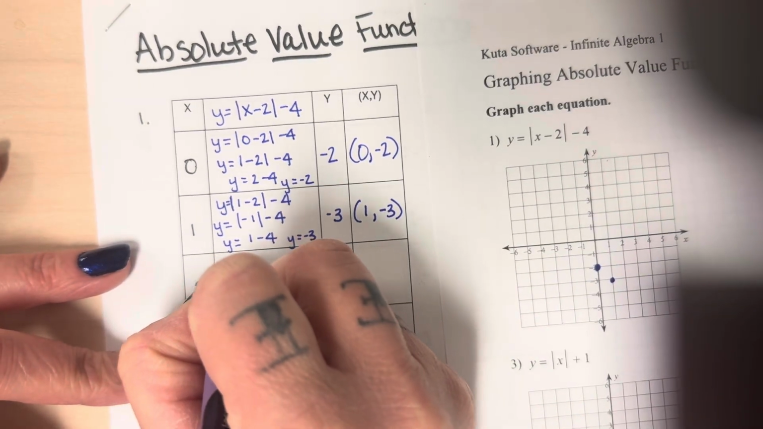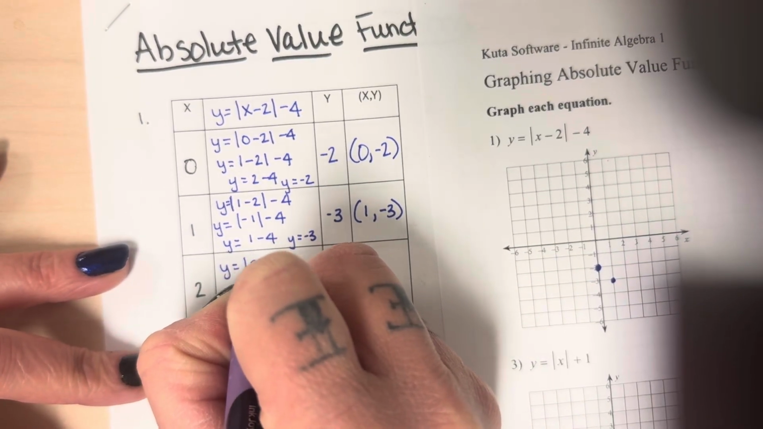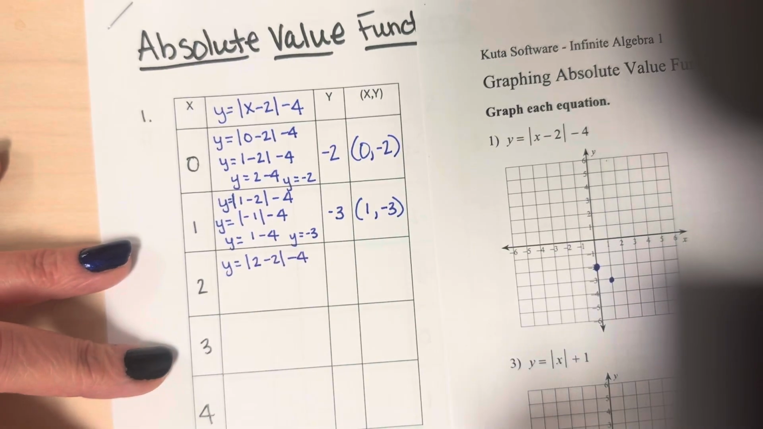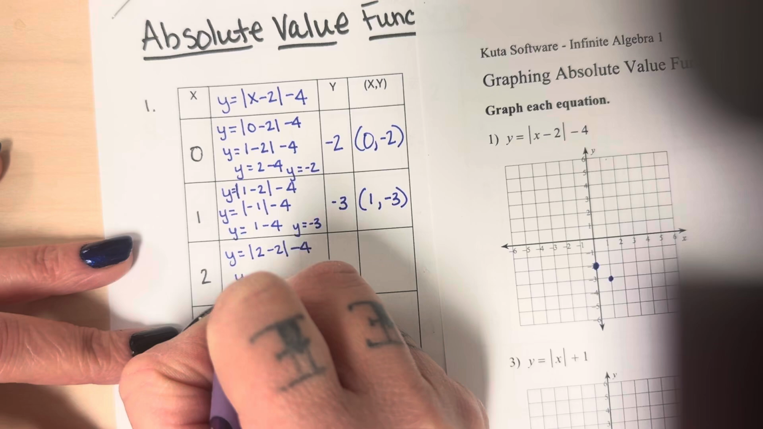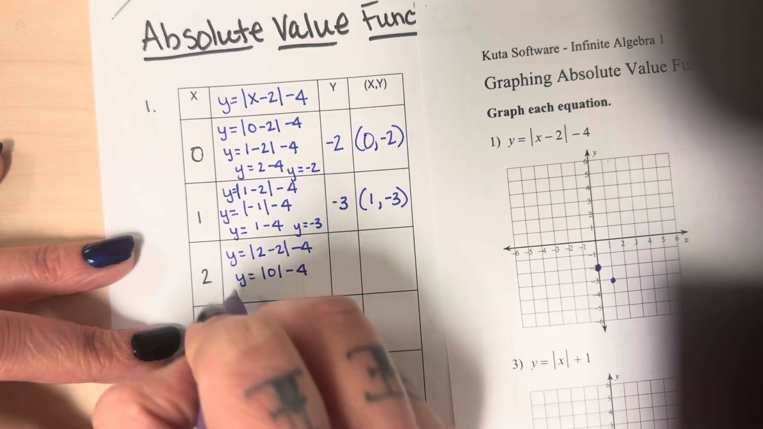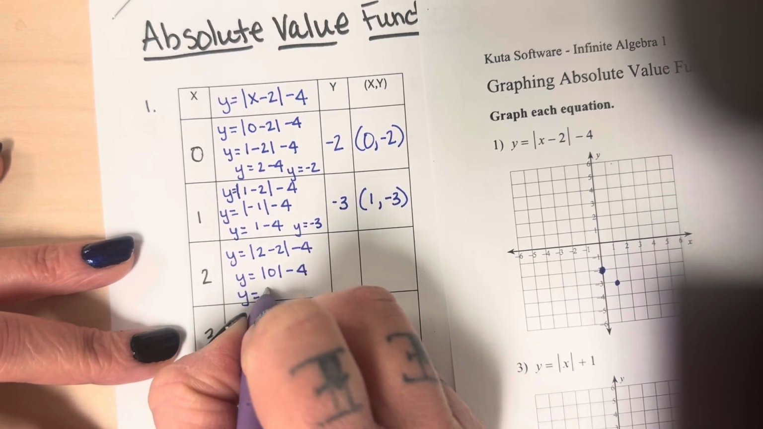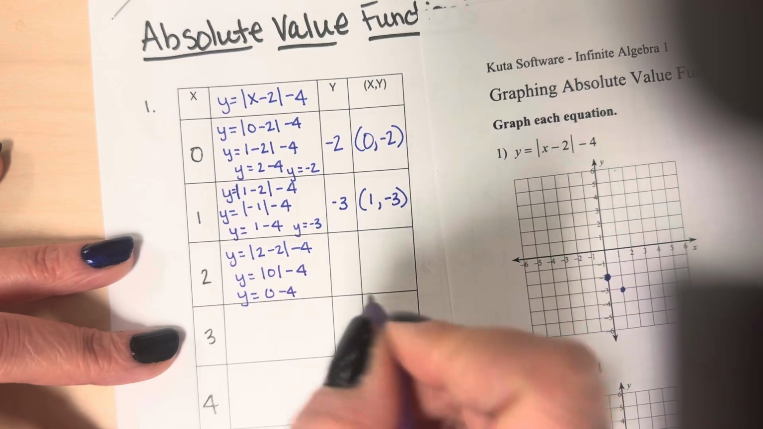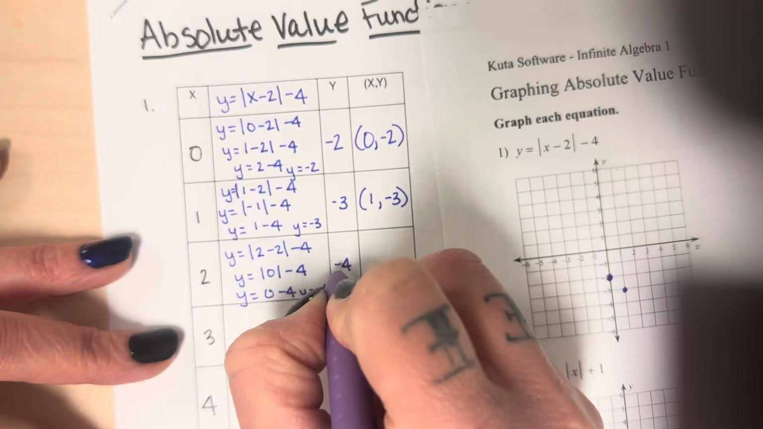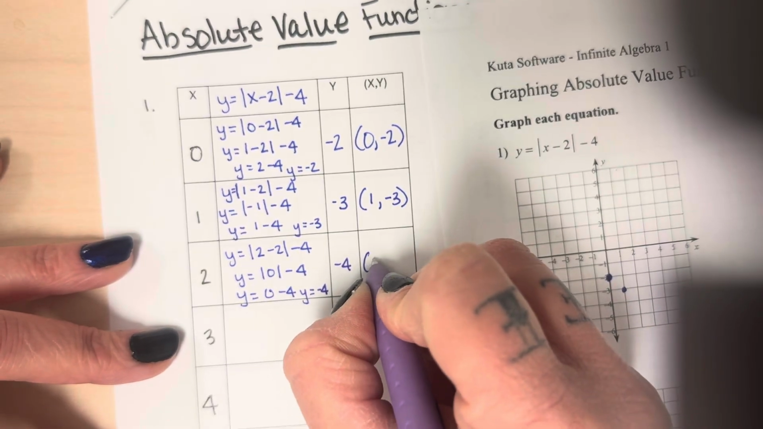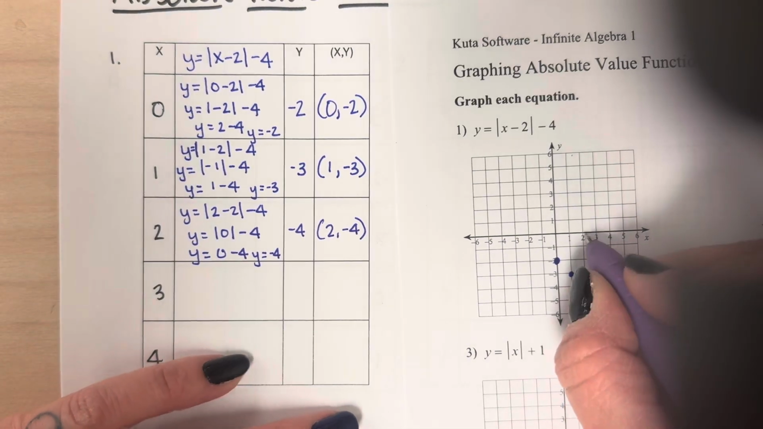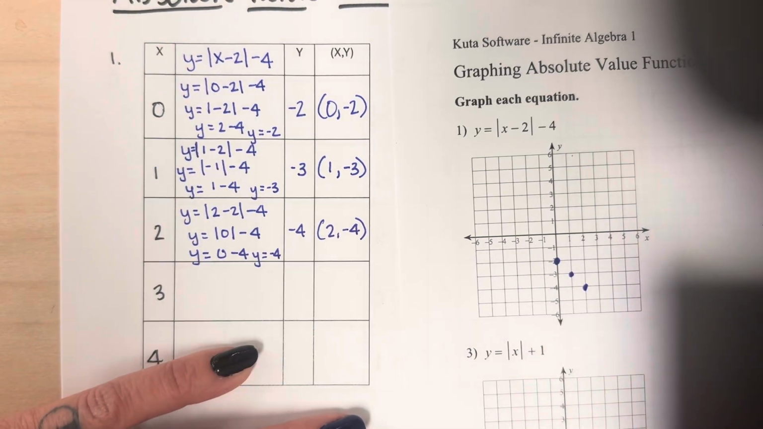If x is 2, y equals the absolute value of 2 minus 2, and then we have minus 4 on the end. 2 minus 2 is 0, so y equals the absolute value of 0 minus 4. The absolute value of 0 is 0, minus 4, so y equals negative 4. So my next ordered pair is 2, negative 4. So I'm going to plot that over 2, down to negative 4, put a dot.